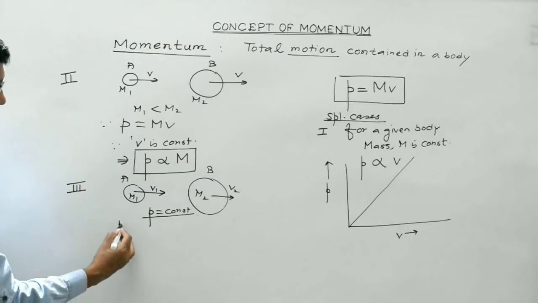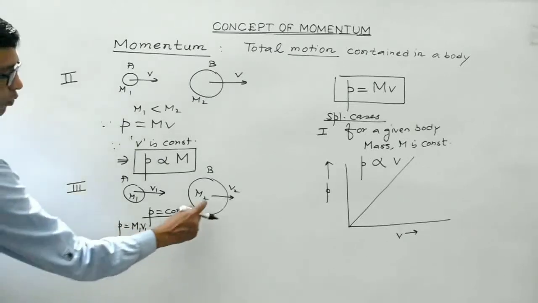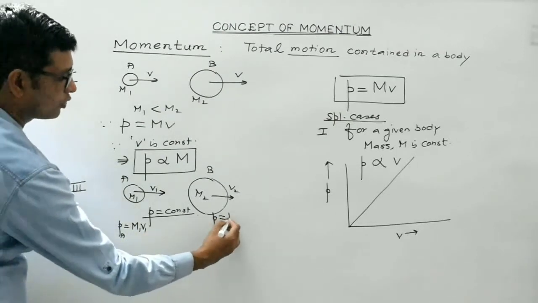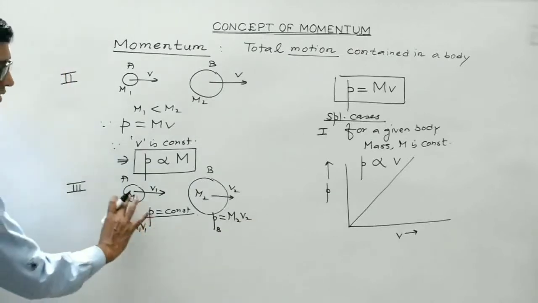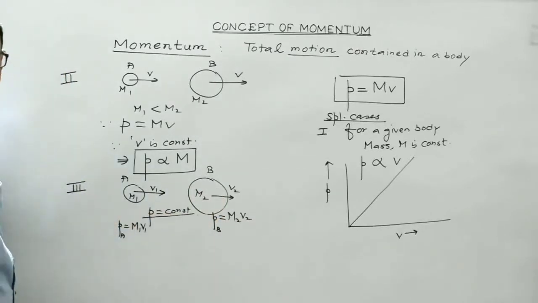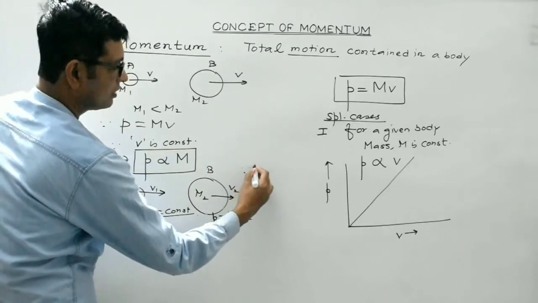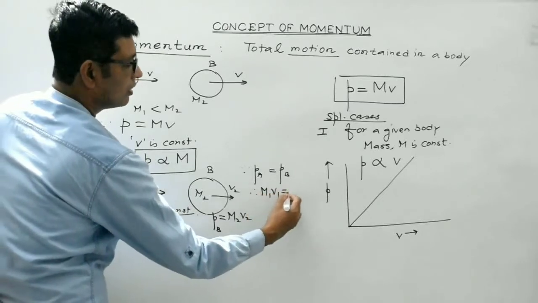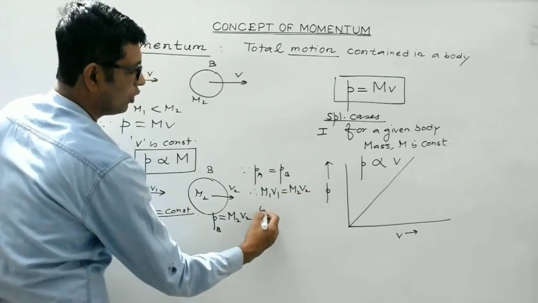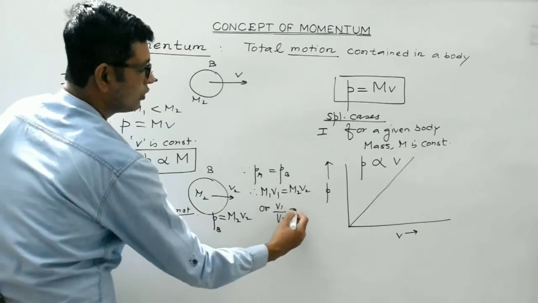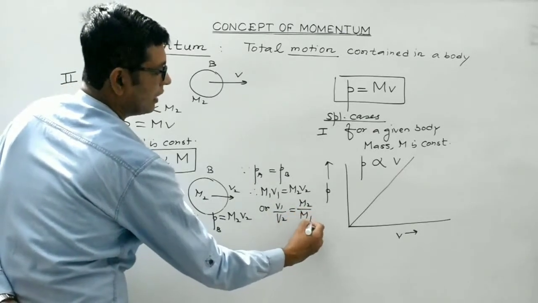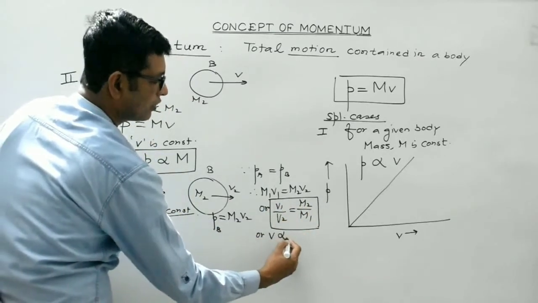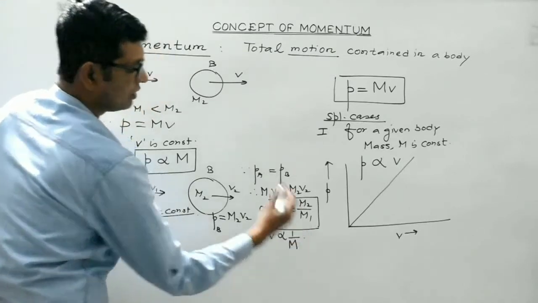What is the momentum of this body? It will be equal to m1 v1. What is the momentum of the second body? This is for the first body and this is for the second body. It will be m2 v2. Now since both the bodies possess the same momentum, therefore you can equate these two. Since PA is equal to PB, therefore m1 v1 is equal to m2 v2, or v1 by v2 would be equal to m2 by m1, or V is inversely proportional to the mass, isn't it?